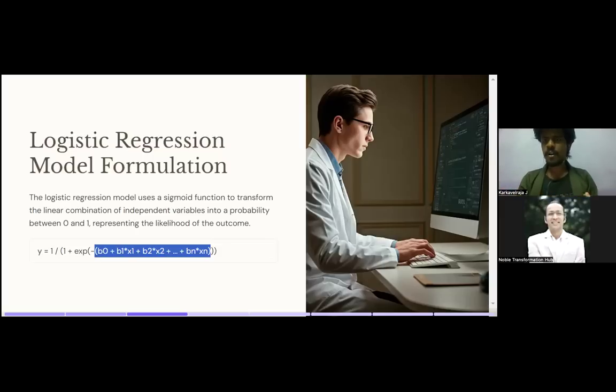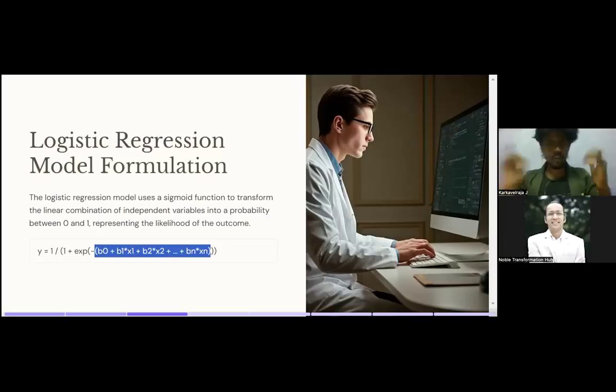So we will simply call this function 1 by 1 plus e power minus x, where x is multiple linear regression. That is b0 plus b1 x1 plus b2 x2 dot dot dot to bn xn. Guys, hope this formula is very easy. Don't try to memorize, guys.